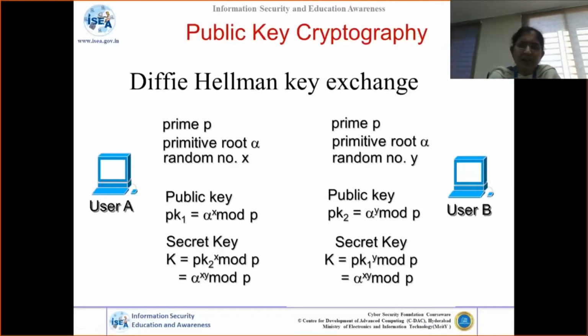Definitely it is not possible, or it is very difficult. I'll just explain. Unless you have X or Y, you will not be able to do it. Let us say I have PK1 and PK2. If I want to compute the K value, I need to have Y. How do I get the Y value? PK1 is known, P is known, but Y is required. Unless I know Y, I cannot compute alpha XY mod P.